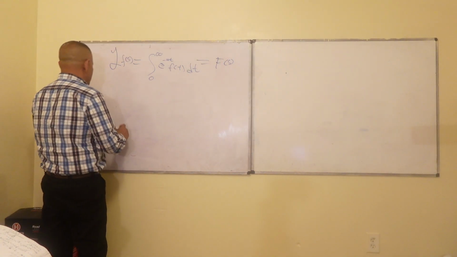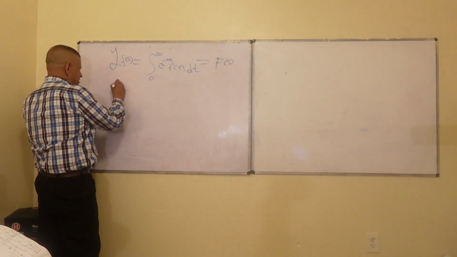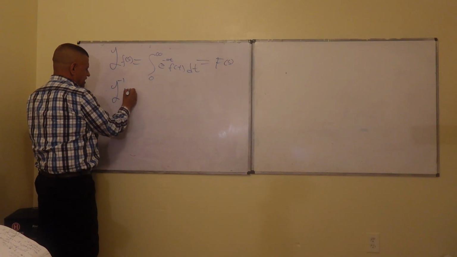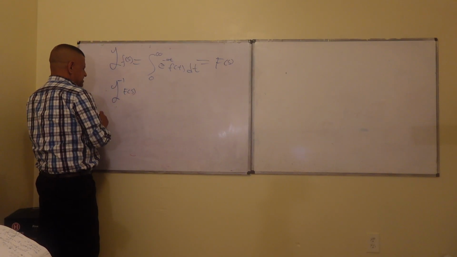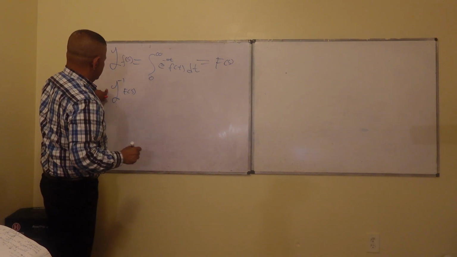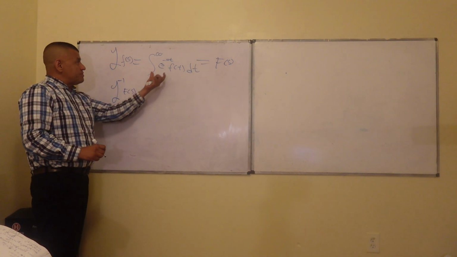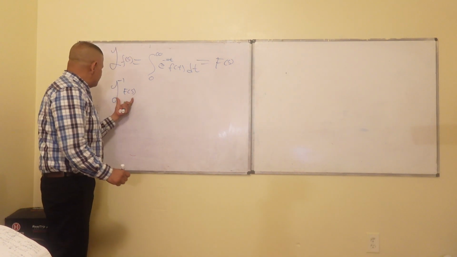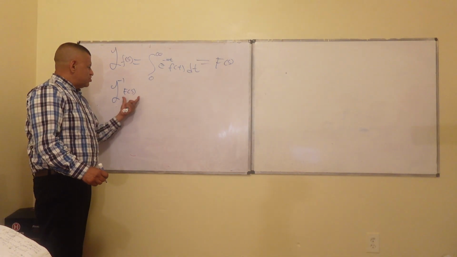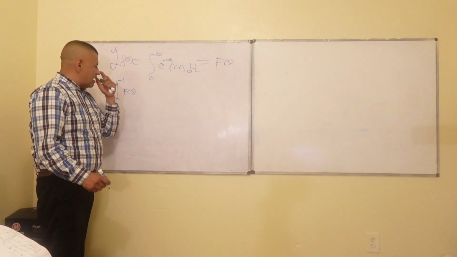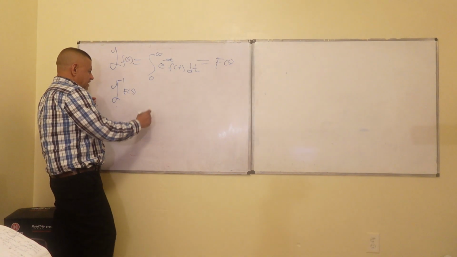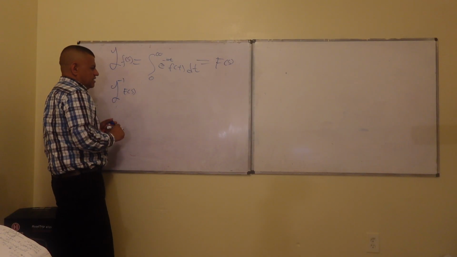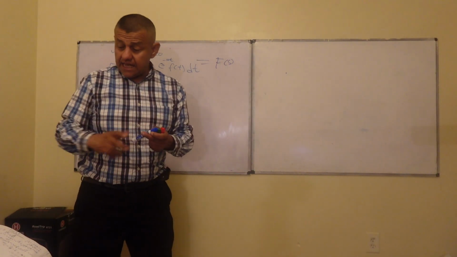Now we're doing the reverse of this. What we do is the inverse Laplace transform of F of s. This was given to us, and now we need to find the inverse of that, which is going to be f of t. So we get the function of time back. That's the whole point of it.